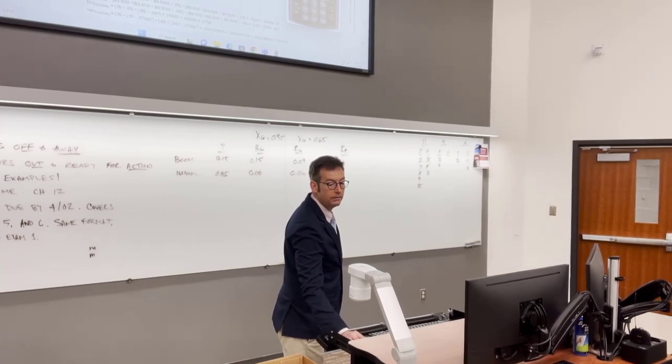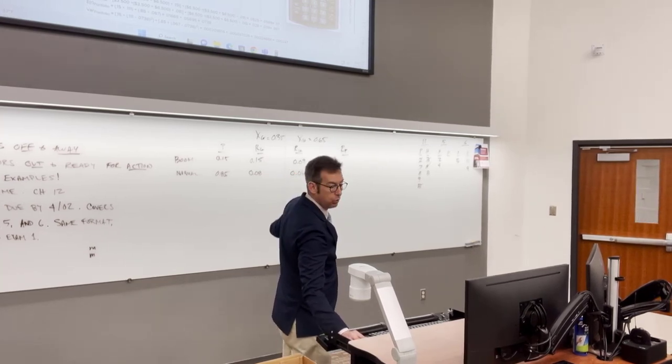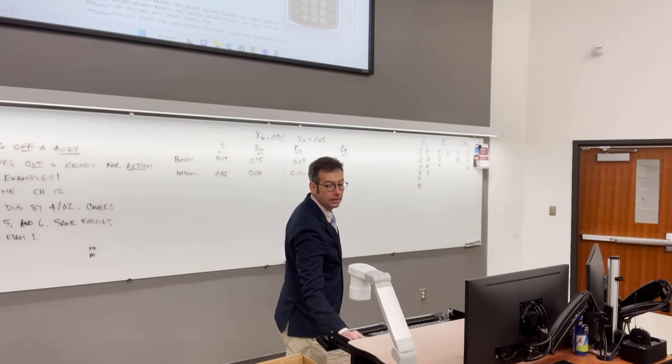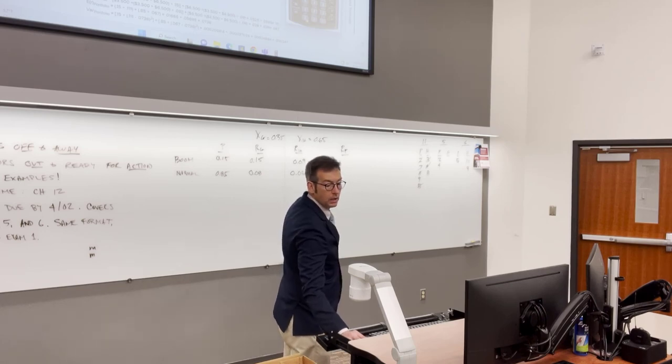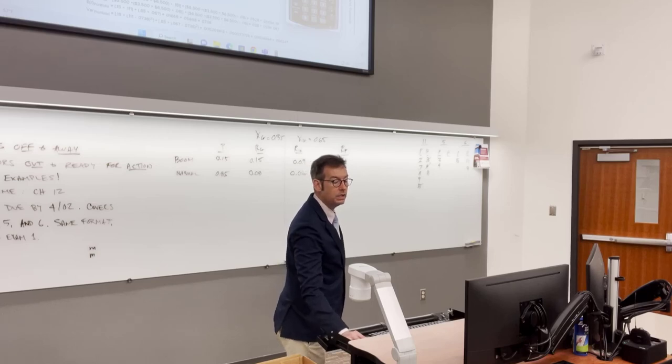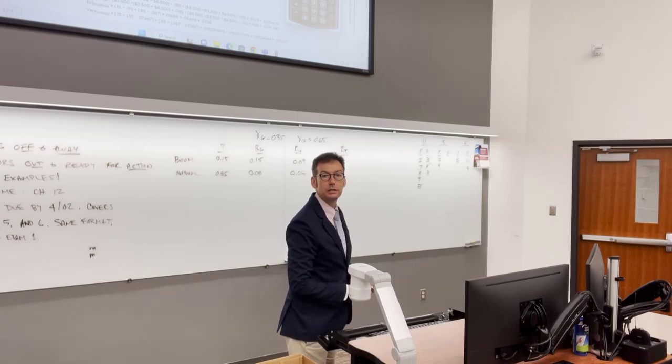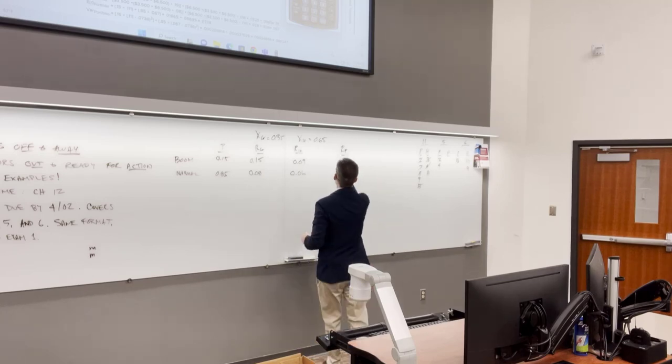Okay, so 0.15 times 0.35 equal plus, open parenthesis, 0.09 times 0.65, close parentheses, equal. I'm getting 11.1%. Is that what you guys are getting? Okay.